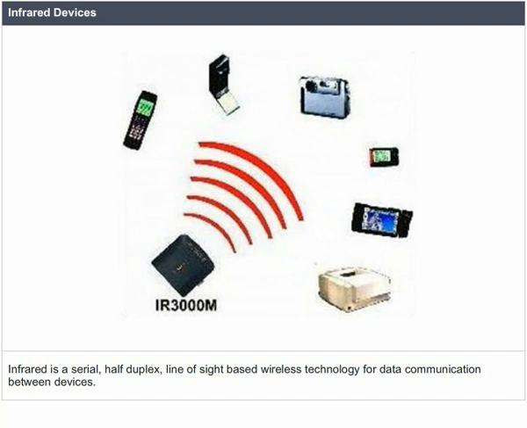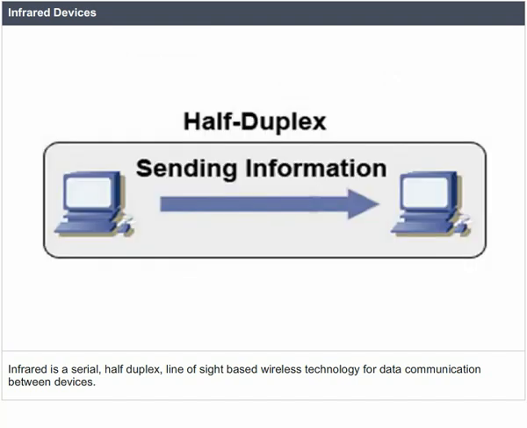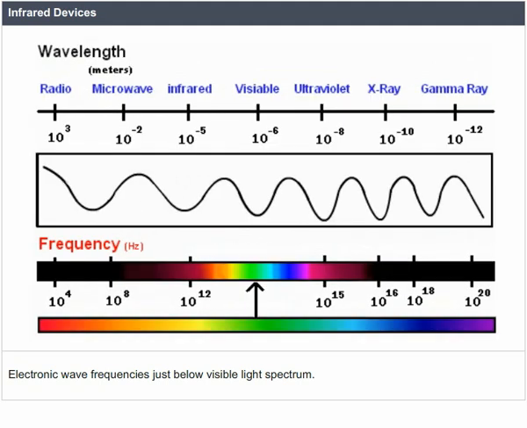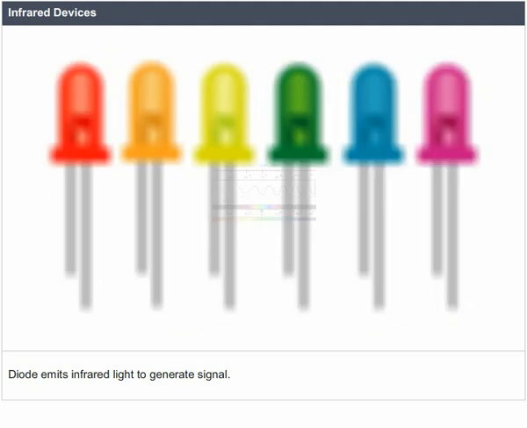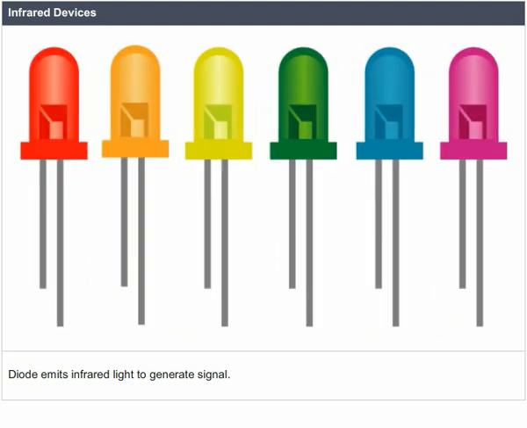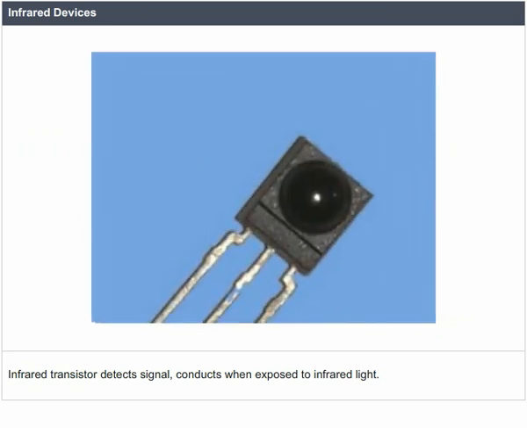Infrared devices. Infrared is a serial, half-duplex, line-of-sight based wireless technology for data communication between devices. Electromagnetic wave frequencies just below the visible light spectrum. A diode emits infrared light to generate the signal. An infrared transistor detects the signal, conducting when exposed to infrared light. Cheap to build. Needs line of sight, limited range.